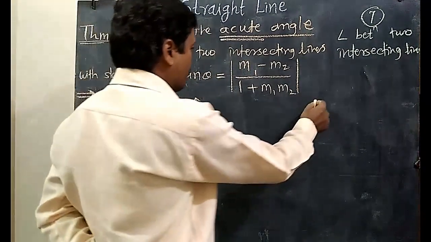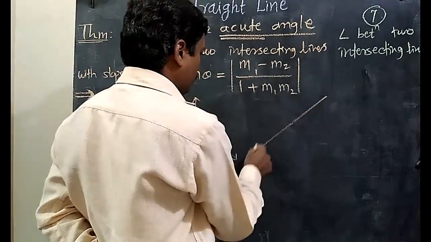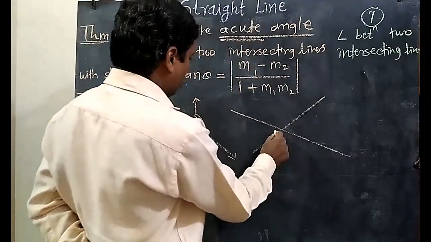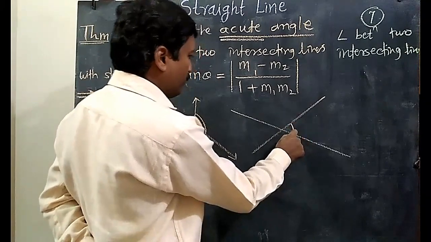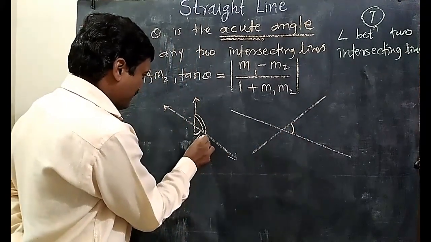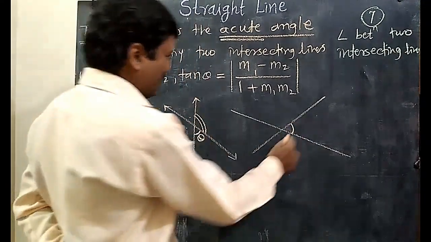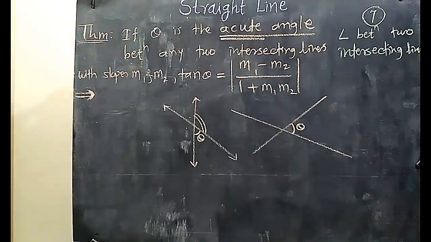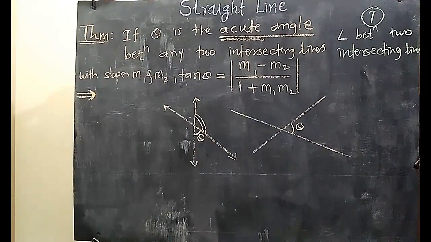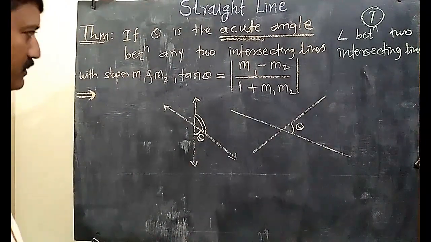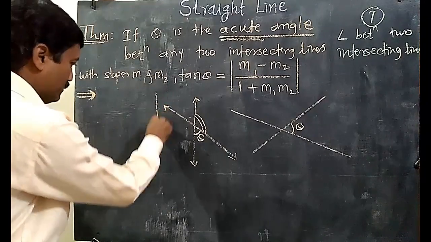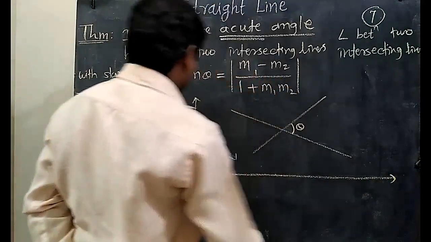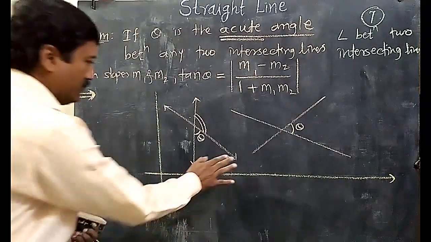If at the same time, suppose lines are like this, then in this situation, the angle between these two lines will be this. Suppose theta is the angle between two lines. Then we will take theta here, not at the same position here. So theta is the acute angle between two lines. Now consider the system for these two lines. Here we will take the same system for these two lines.